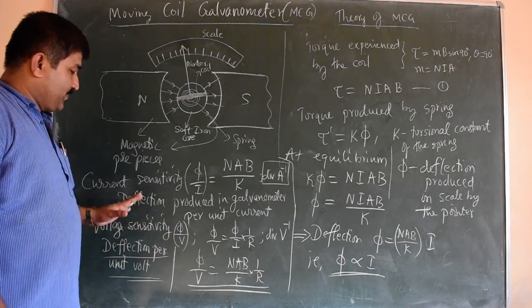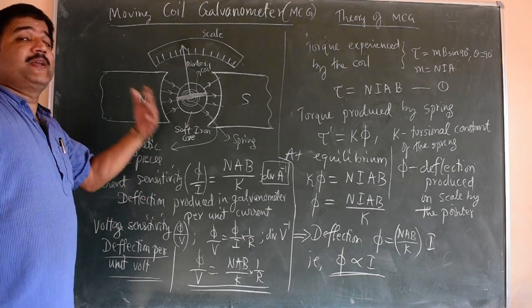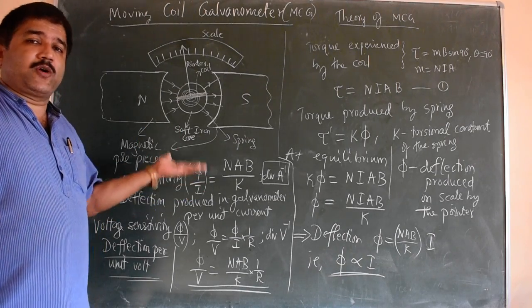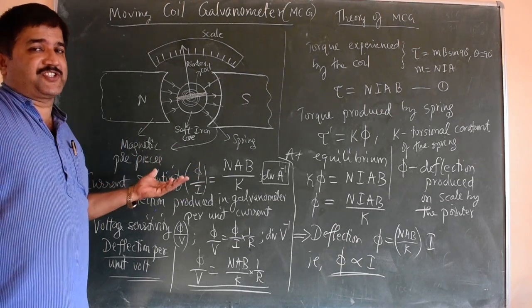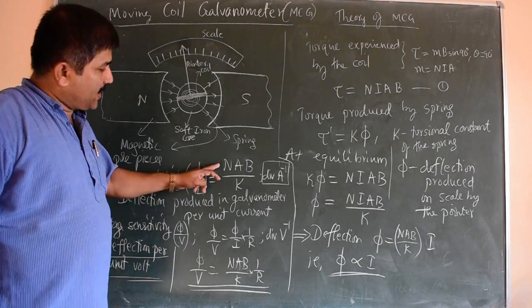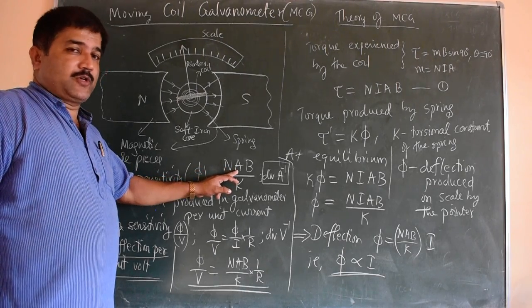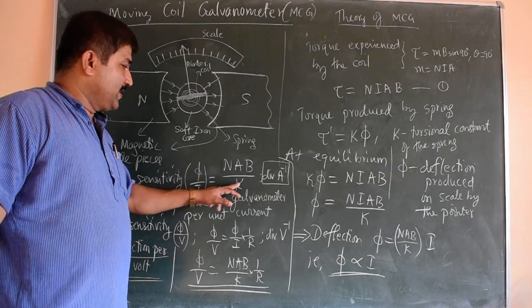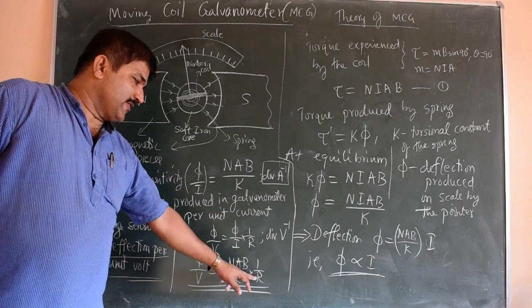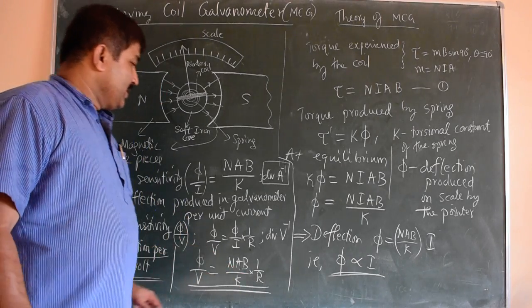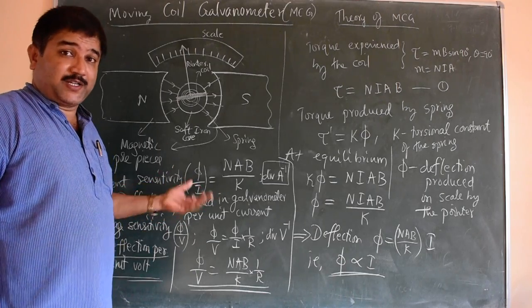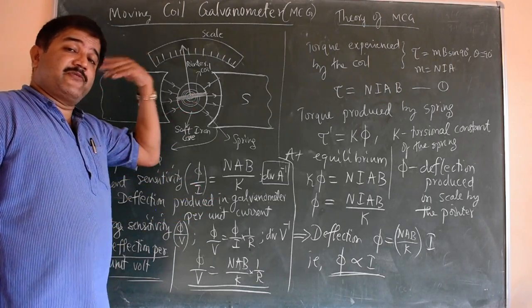So for this galvanometer, how to increase its current sensitivity? If you have a better galvanometer, the voltage sensitivity or current sensitivity should be larger. How to increase? See, it is directly proportional to N, directly proportional to area, directly proportional to magnetic field, inversely proportional to the torsional constant. And if you take the R value, that is inversely proportional. That means if 100 turns are there and you double the number of turns to 200 turns, then the current sensitivity will double.